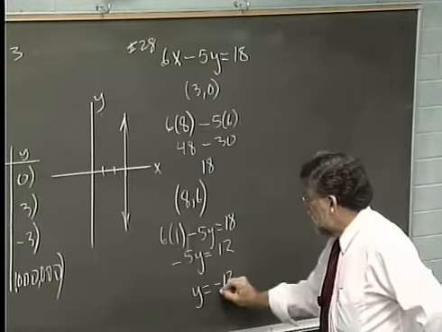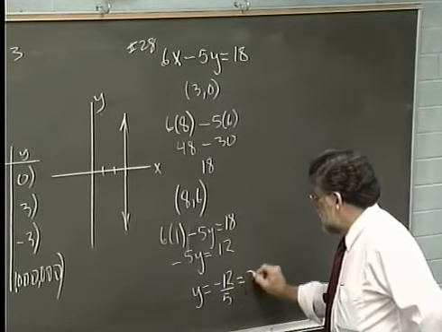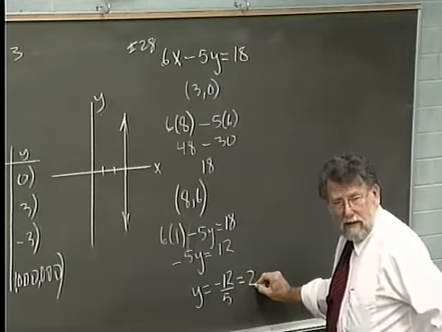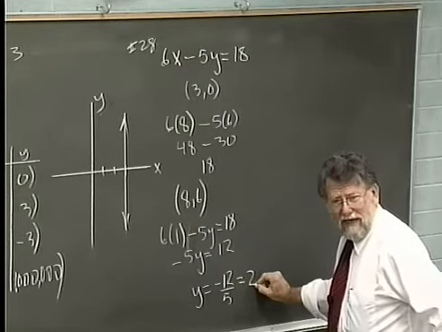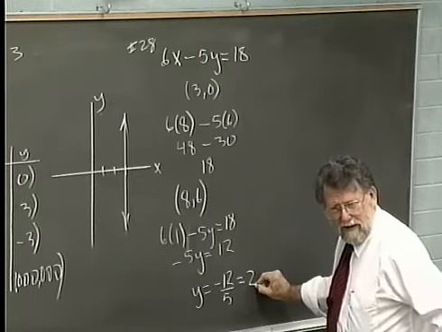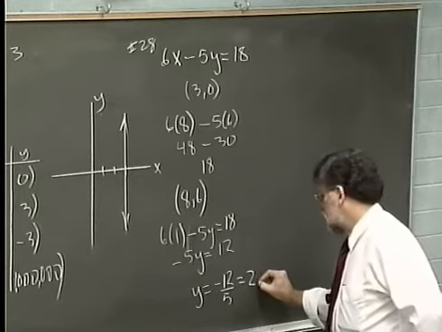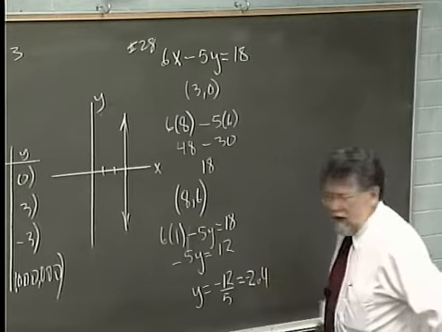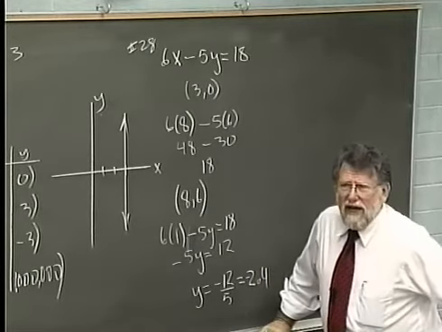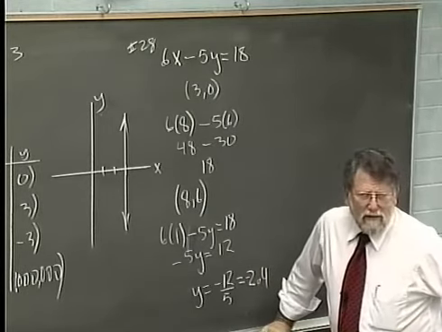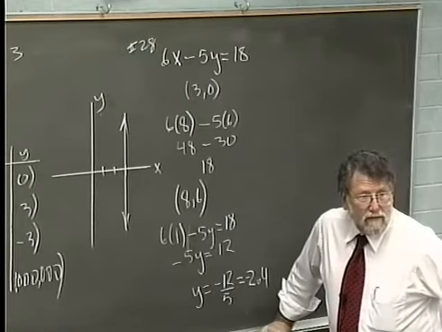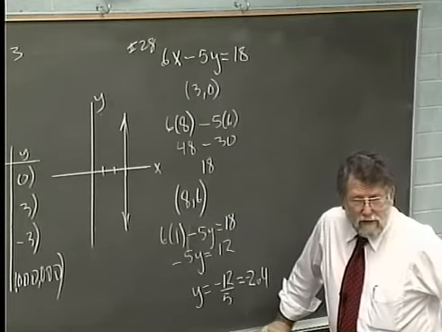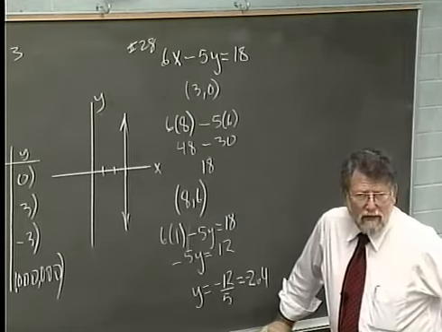Well, negative 12 over 5, and that's negative 2 and 2/5, which is negative 2.4. Now, is that as nice to graph? No. But it's a lot faster. You get 2 points and draw the graph.